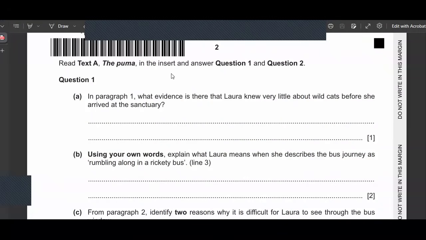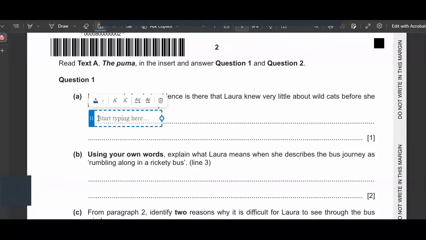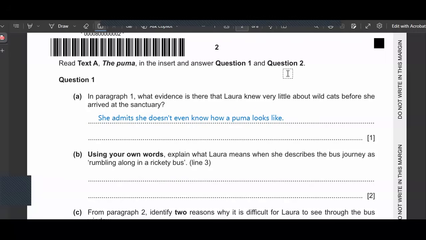So we can write our answer here: that she admits she doesn't even know what a puma looks like. As this is a one marker question, this sort of detail is quite sufficient.